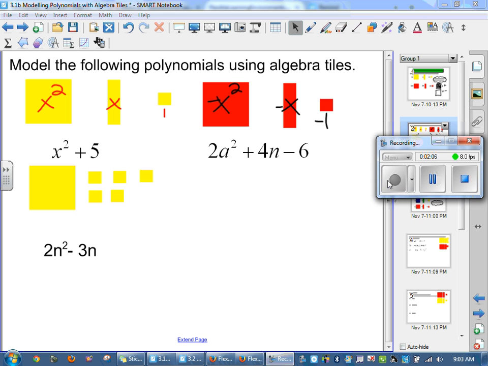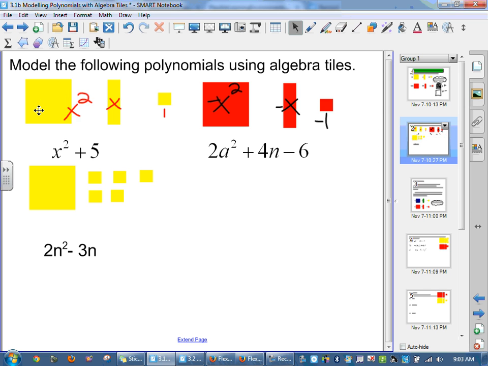Okay, let's take a look at what you got. I've got 2 x squareds. So that means I'm going to have 2 positive boxes. Oh my goodness, not the x squared, I want my positive boxes. There we go. So I got 2 x squareds. Then I've got my 4n. What are my long skinny sticks? I'm going to have 4 of them. And how many little baby ones do I have? 6. What color are they going to be this time? They're going to be red. Good.